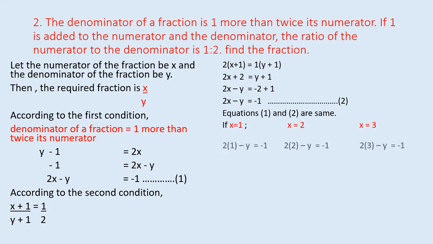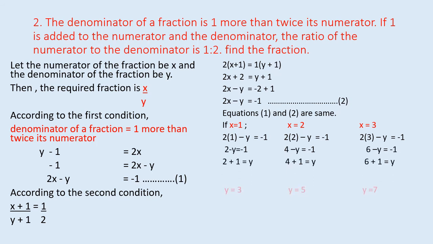So 2 into 1 minus y is equal to minus 1. We are substituting it in the equation in all the three cases, and when we do that, we are going to get y is equal to 3, y is equal to 5, and y is equal to 7. So these are not the only answers. When we consider different values of x, we'll get different values of y. So this question can have many answers. The fractions are 1 upon 3, 2 upon 5, 3 upon 7, and so on. There can be many more depending upon the value of x.